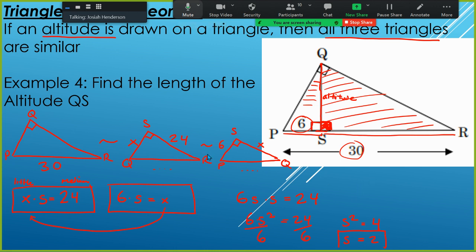So we want to solve it for x. Let's just plug in 2 for s in either of our last two formulas. 6 times s is x. So that means 6 times 2 is x. So that means x is 12. And x was our altitude.